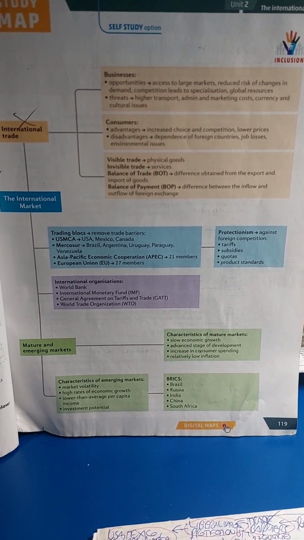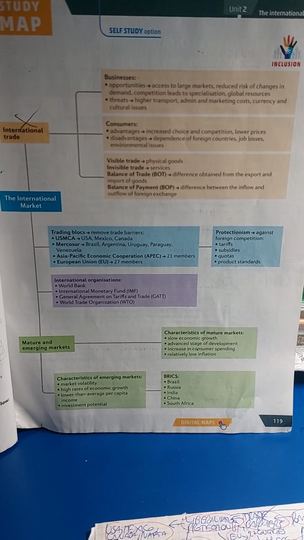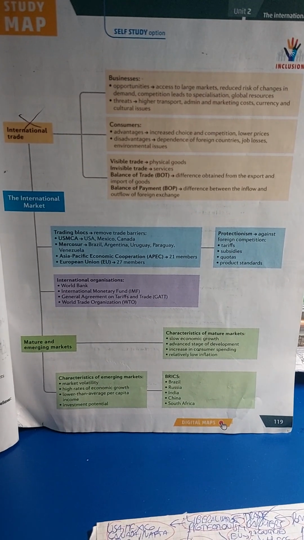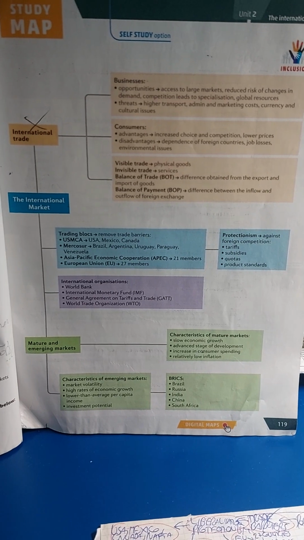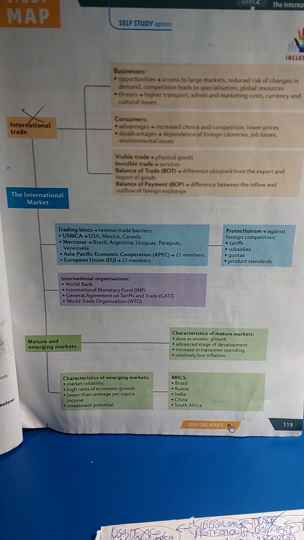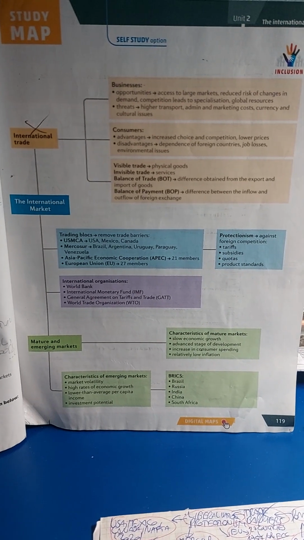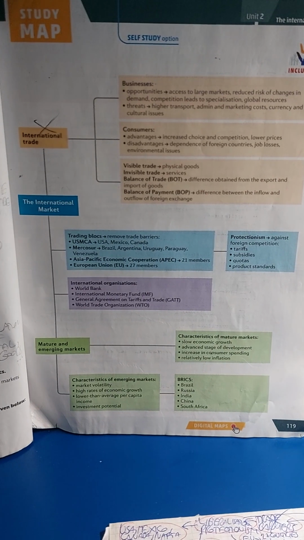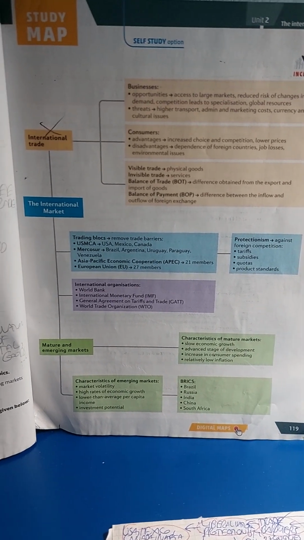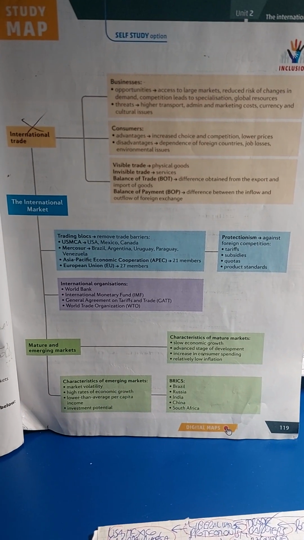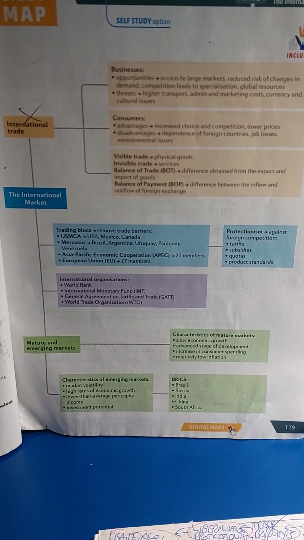And also businesses can increase the competition through specialization. For example, there's an efficient global allocation of the resources. The threats to businesses, however, are the higher transport, administration and marketing costs, currency and cultural issues.